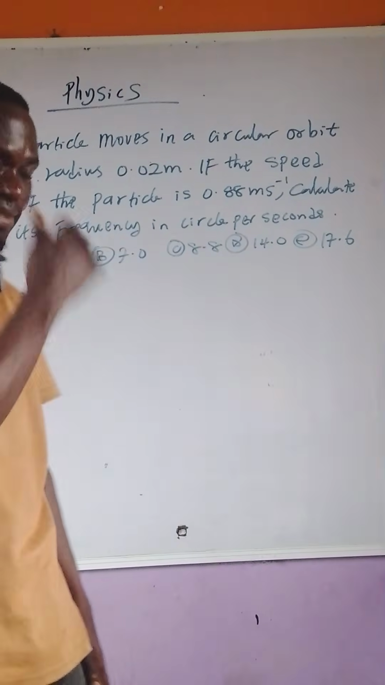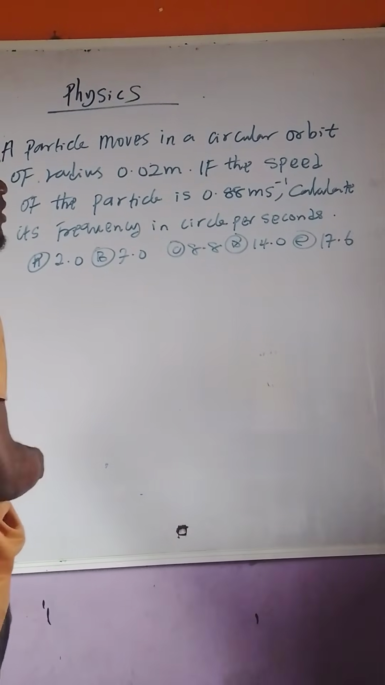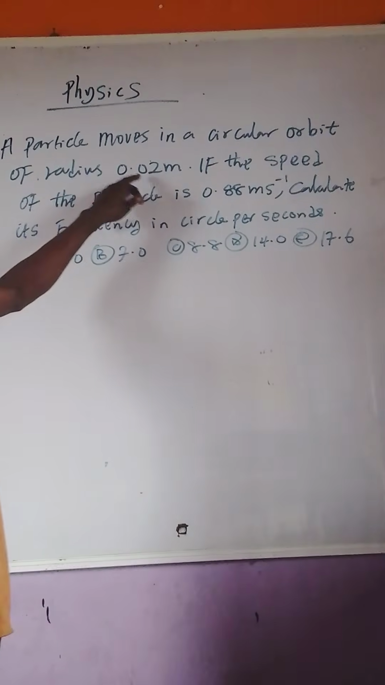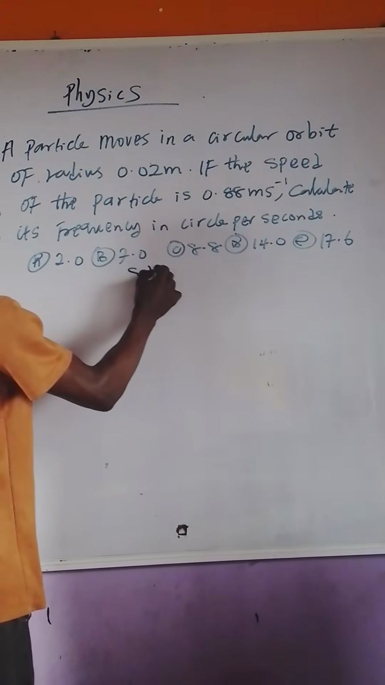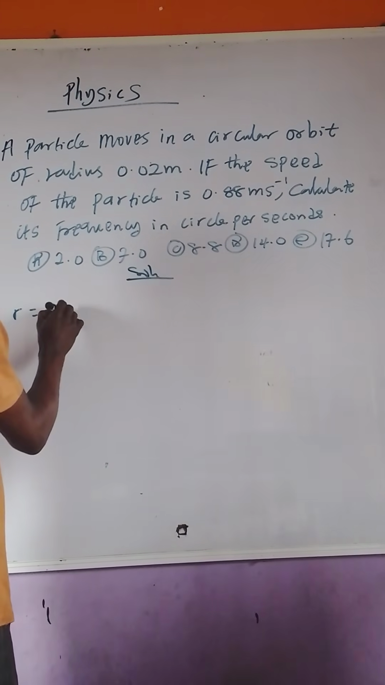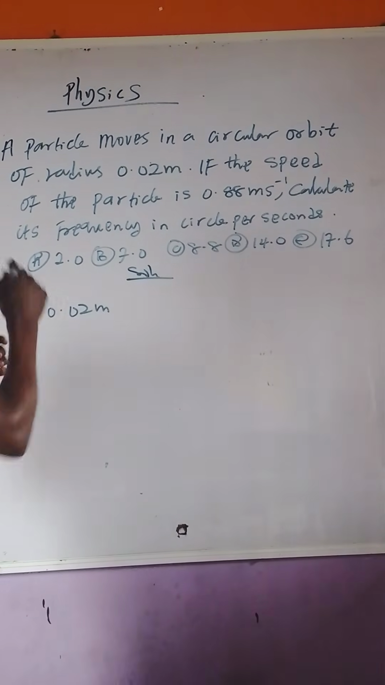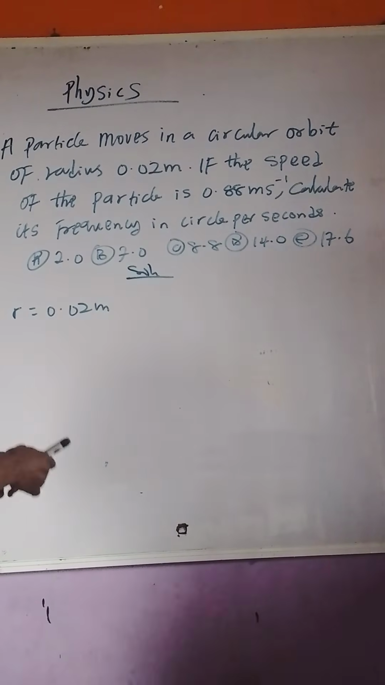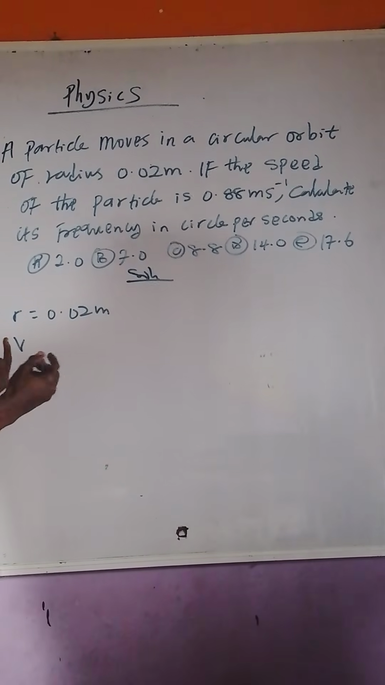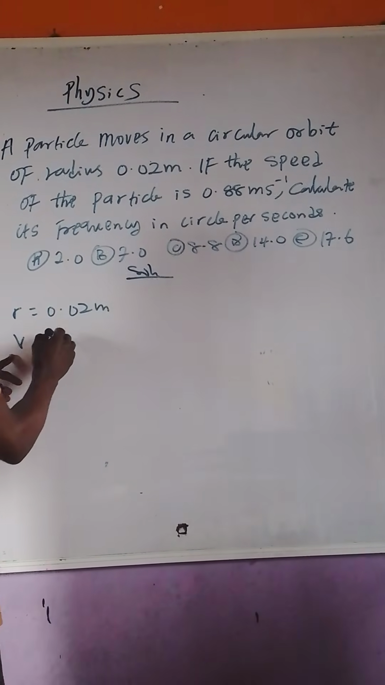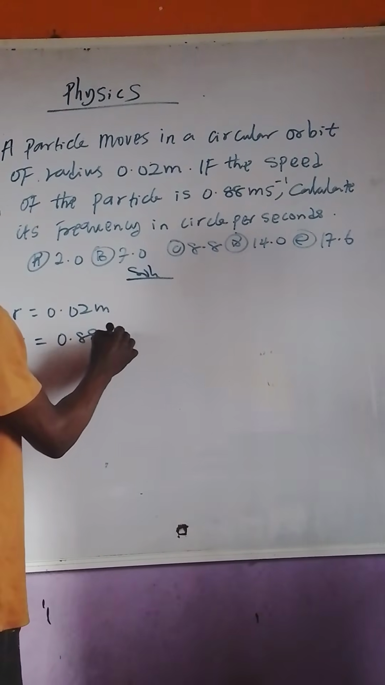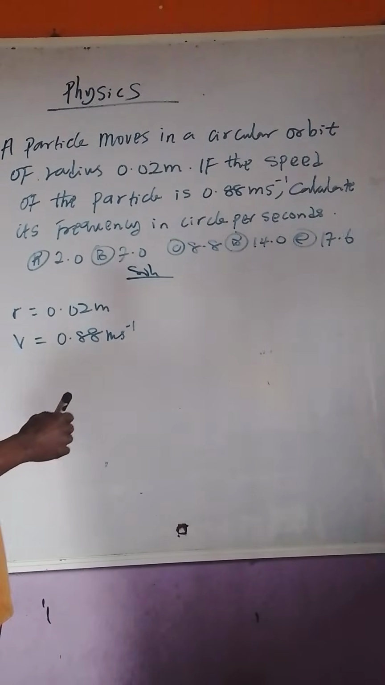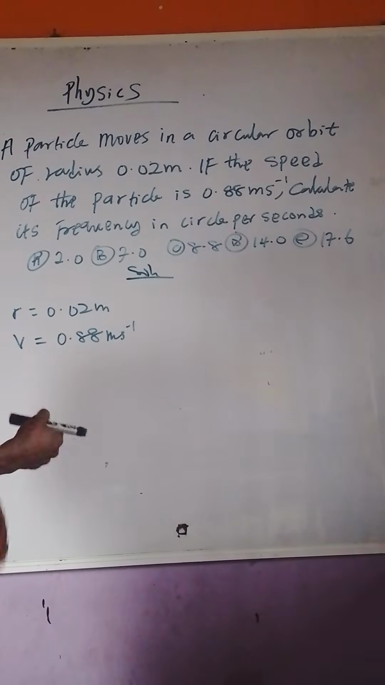Let's consider another question again. A particle moves in a circular orbit of radius 0.02 meter. If the speed of the particle is 0.88 meter per second, that is the speed, not the angular speed, okay? We have to calculate its frequency in cycles per second.